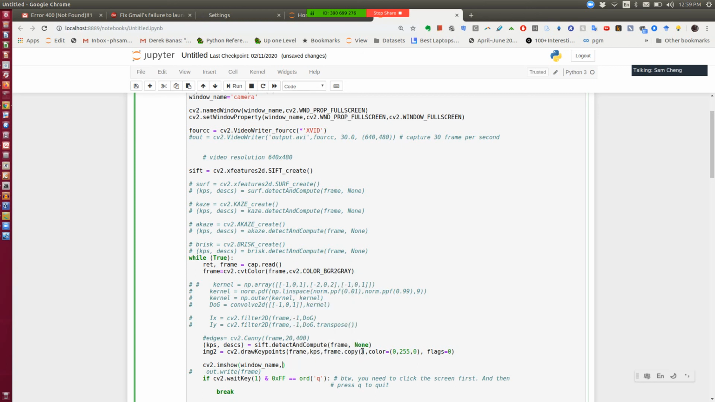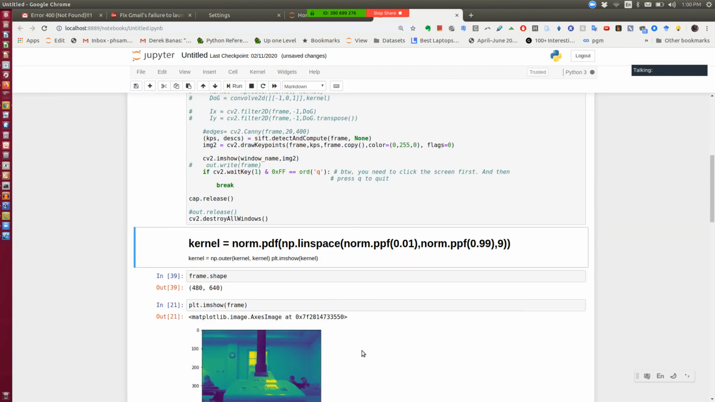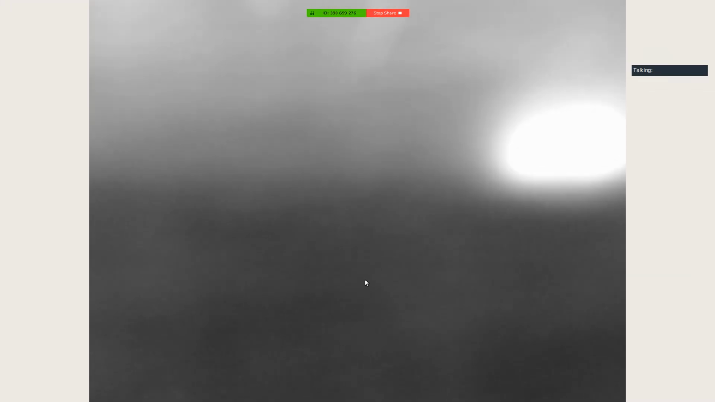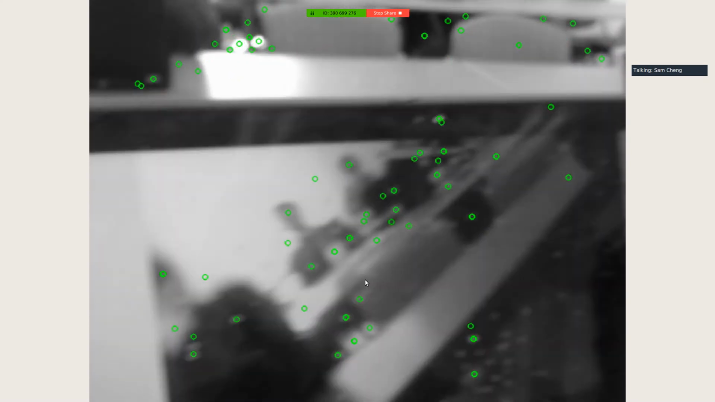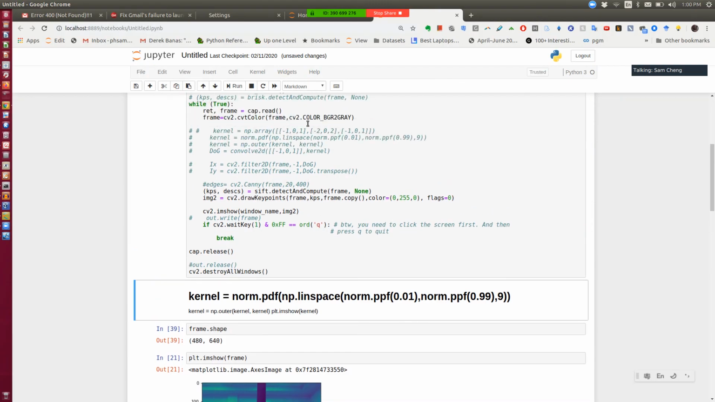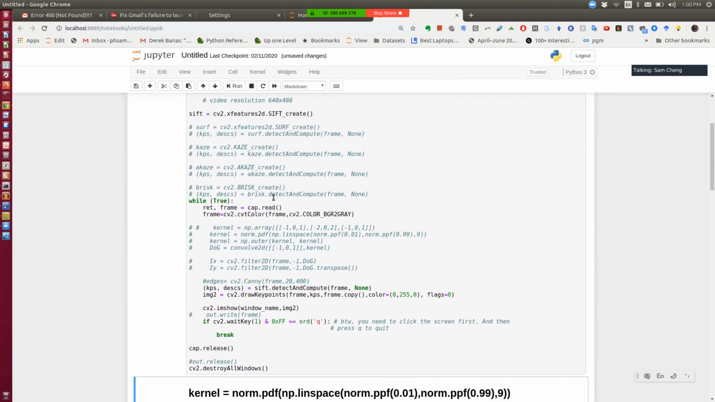Okay, it is working. Of course I didn't show the descriptor. This is just showing finding the key points. I forgot, this one I think is SIFT. Maybe I should just call it DSC, then I can change between different ones.